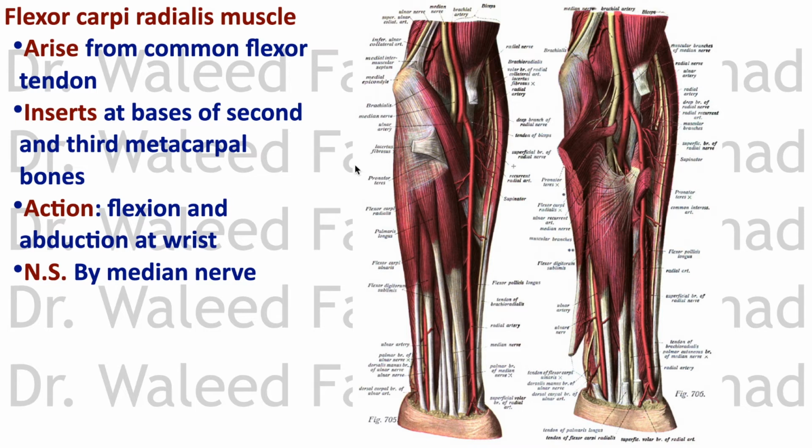The flexor carpi radialis muscle arises from the common flexor origin and inserts at the base of the second and third metacarpal bones. So expect the insertion of the extensor muscles, the extensor carpi radialis longus and brevis, to also be at the bases of the second and third metacarpal bones. Okay? Action is flexion and abduction at the wrist, and the nerve supply is by the median nerve.